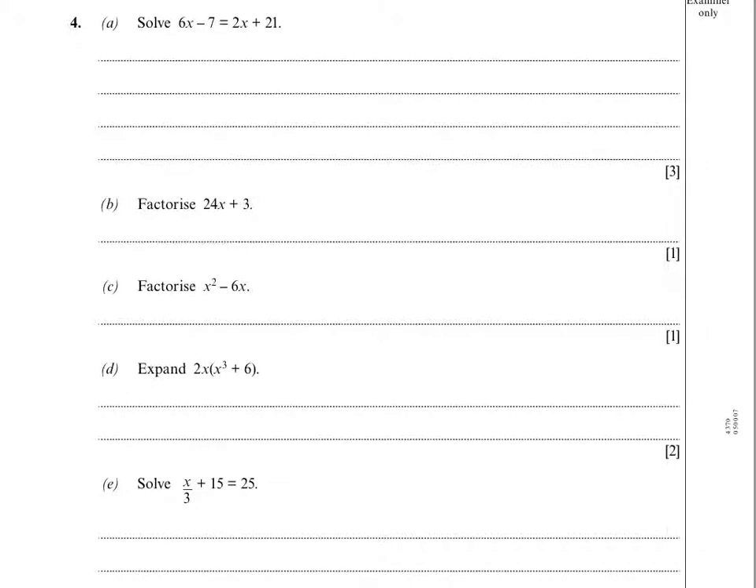Okay, question 4, full of algebra. Okay, let's have a look at the first one. So solving 6x minus 7 equals 2x plus 21. So we want to get our x's on the same side to start off with. So I'm going to take away 2x from both sides.